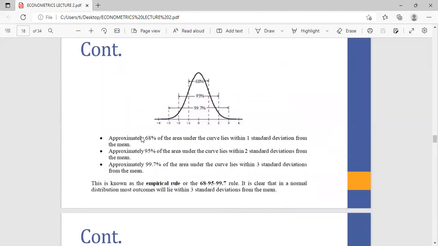Let us look at the graph, how it looks. You can see here, this is a normal distribution graph, and exactly 68% of the area under the curve lies between plus and minus 1 standard deviation from the mean. As I said, this distribution is defined by two parameters, mean and standard deviation. Approximately 95% of the area under the curve lies between plus and minus 2 standard deviations from the mean. And approximately 99.7% of the area under the curve lies between plus and minus 3 standard deviations from the mean.